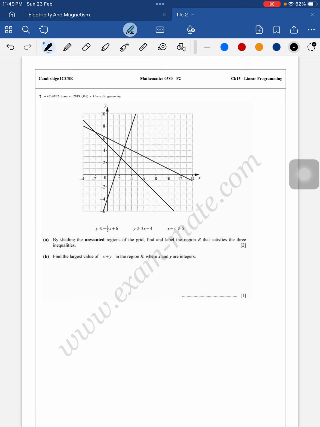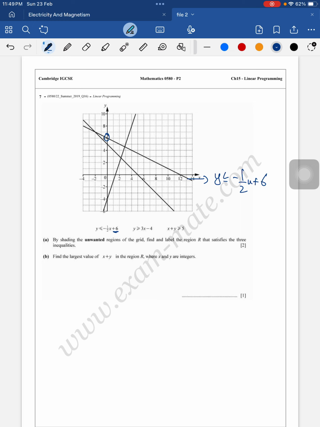We have again 3 inequalities over here. Again we have to shade the unwanted regions and label the region R that satisfies the 3 inequalities. Okay, starting with the first one, y is less than or equal to minus 1 upon 2 x plus 6. 6 is the y-intercept, if I am comparing it with the general form, y equals mx plus c. So 6 is this part, right? So this is basically y is less than or equal to minus 1 upon 2 x plus 6.